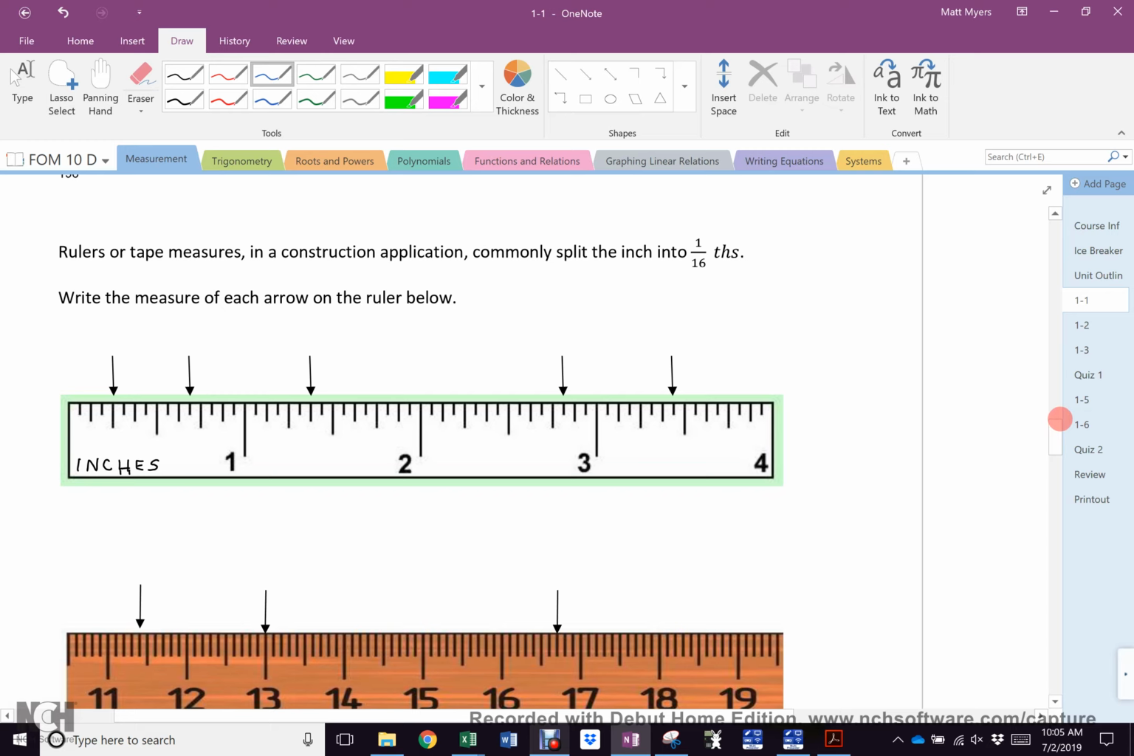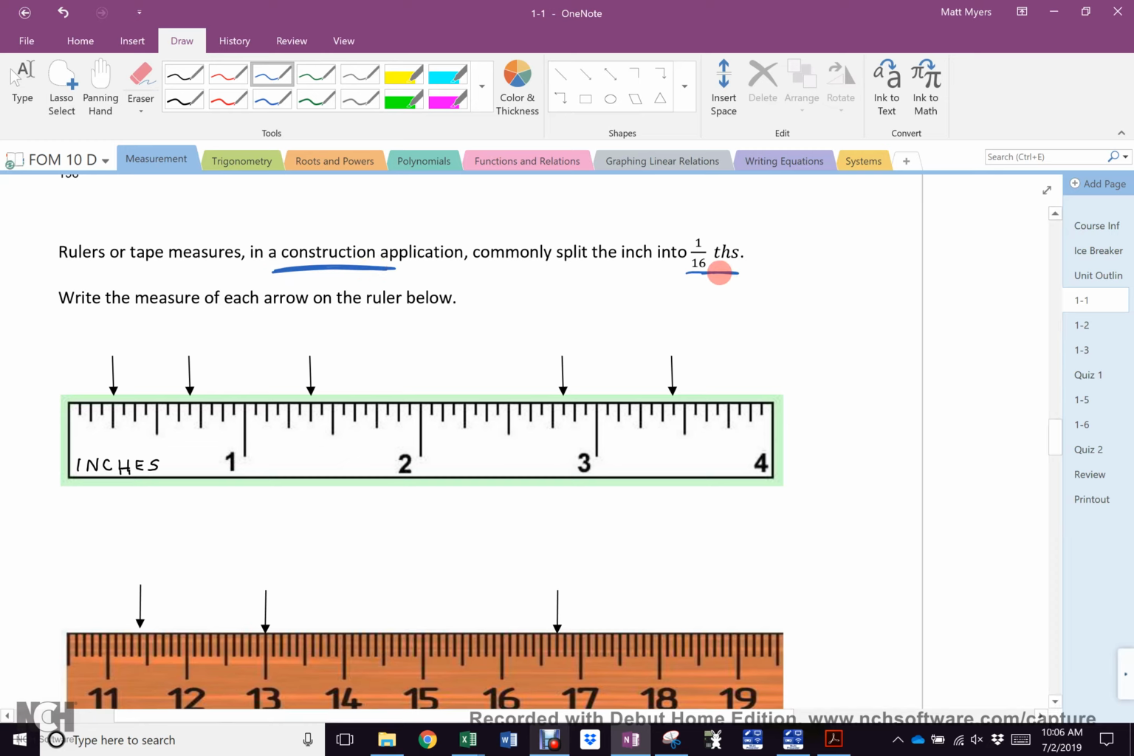Reading a tape measure is a very useful skill. Everyone should have it, even if you don't plan on being a carpenter. Read the question: rulers and tape measures in construction. Why am I specifying construction? Because in Canada, we still build stuff in Imperial. We use inches and feet, so it helps to be able to read one of these.